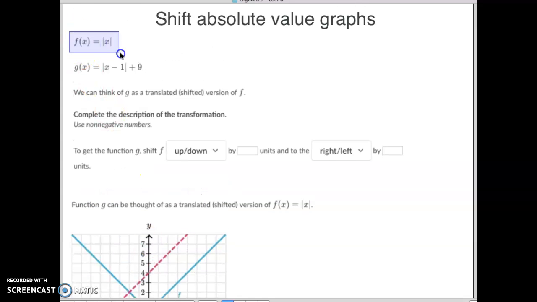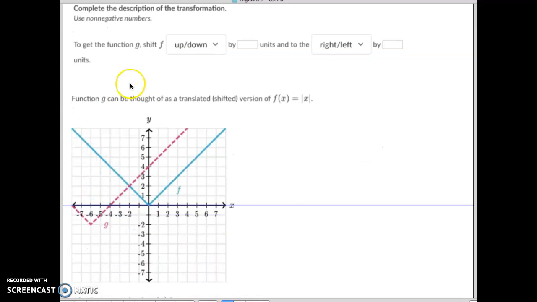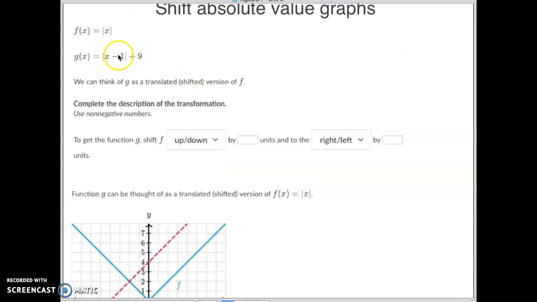But when they give you this kind of stuff, f of x equals the absolute value of x, they're talking about this blue line that starts at the origin and goes up. So absolute value graphs always go in a V. You should have learned this last year as an 8th grader, but I don't know how much, with COVID, they did teach you of this. But just know that this V graph is your main absolute value graph for the function f of x equals the absolute value of x.